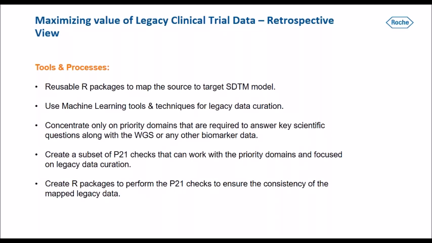And we also tried some machine learning tools and techniques to map the legacy data as an experiment. Also, rather than doing all the domains in 3.2, we concentrated on the priority domains that are needed to support answering key scientific questions when the clinical data is put together with the whole gene sequencing data and other biomarker data. That reduced the scope of what we had to do, and helped us concentrate on the right data to generate key insights.